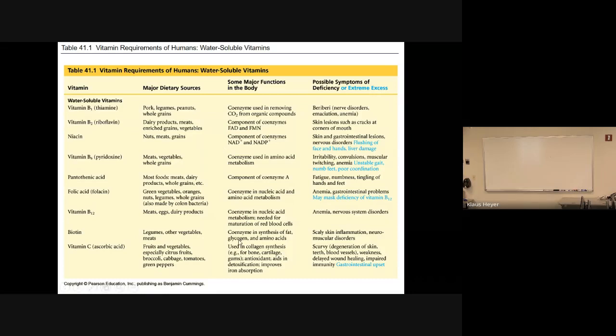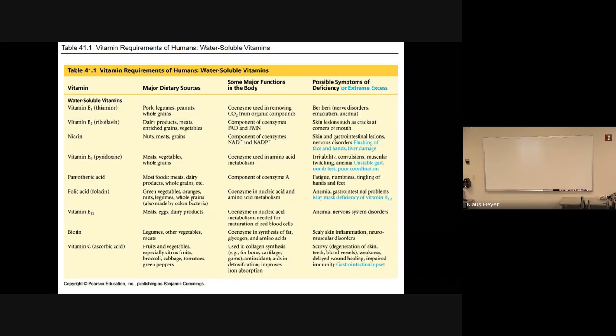For C, you can put one of two things: antioxidant, as it says down here, or used to make collagen. Remember, collagen is one of those fibers from connective tissue. We talked about collagen fibers, elastic fibers, and reticular fibers. Collagen gives strength to things. It's used in your bones and to make cartilage. So either one, you can say it's an antioxidant, or used to make collagen.